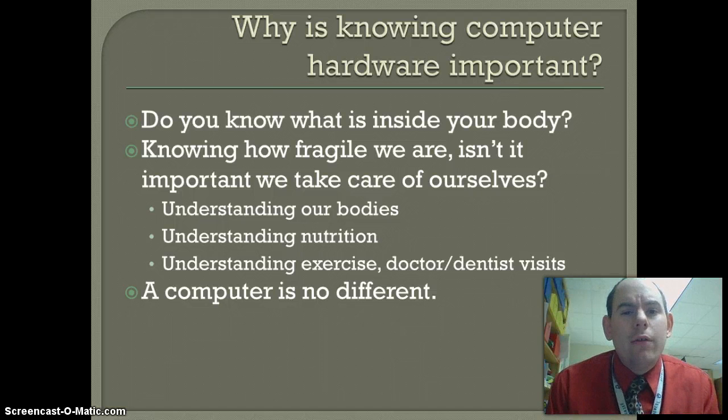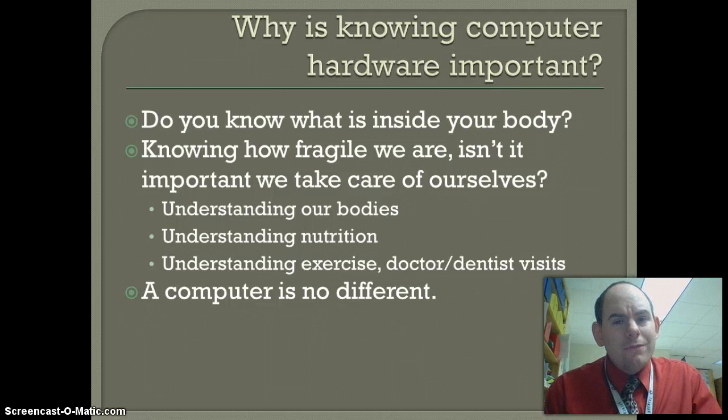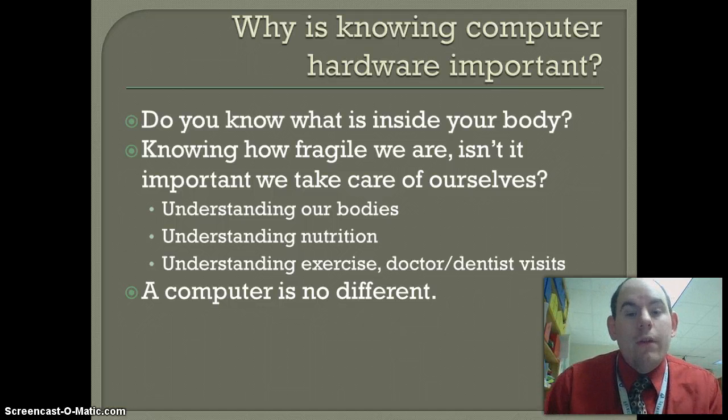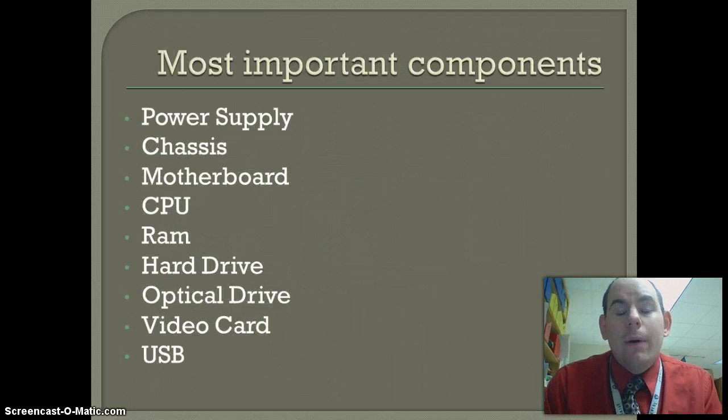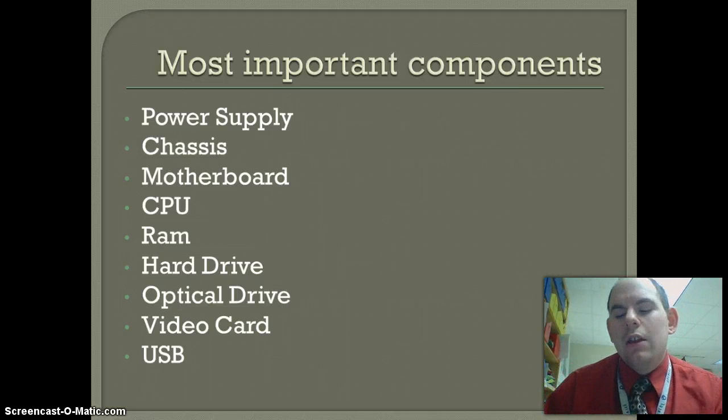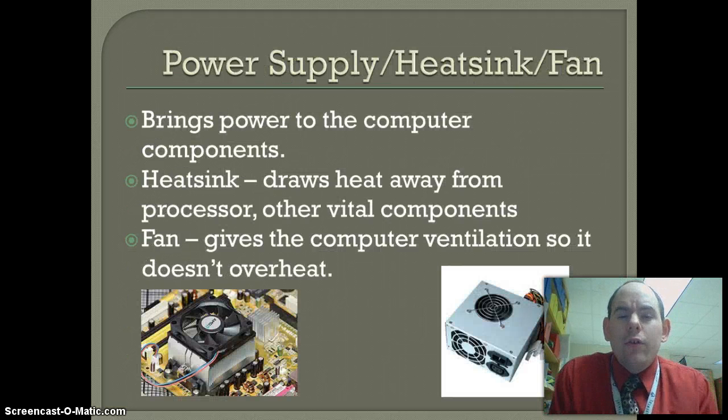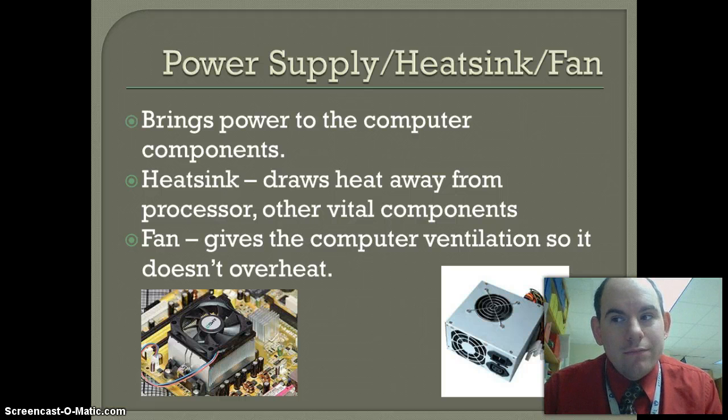So that's the point I'm trying to make about hardware, is that it's what makes up pretty much every device that we use. And understanding what it is and how to take care of it and what it does is going to help us respect our equipment a whole lot better. So some of the important components I want to go through today include the power supply, the chassis, the motherboard, CPU, the central processing unit is what that stands for, RAM, the hard drive, optical drives, video cards, and USB. So the power supply, to start with, it brings power to the computer. Pretty self-explanatory.